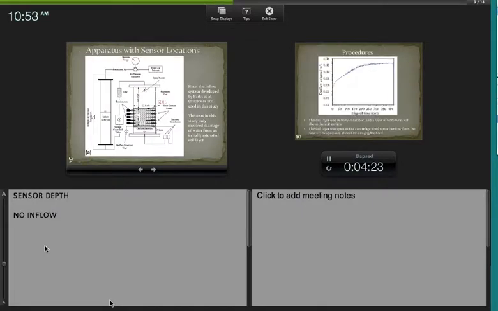I just included this to show the depth at which each sensor is placed. These are the water content sensors, the dielectric ones, and these are the tensiometers. It shows spacing, et cetera. We didn't actually have an inflow reservoir because we were testing drainage, just for reference.